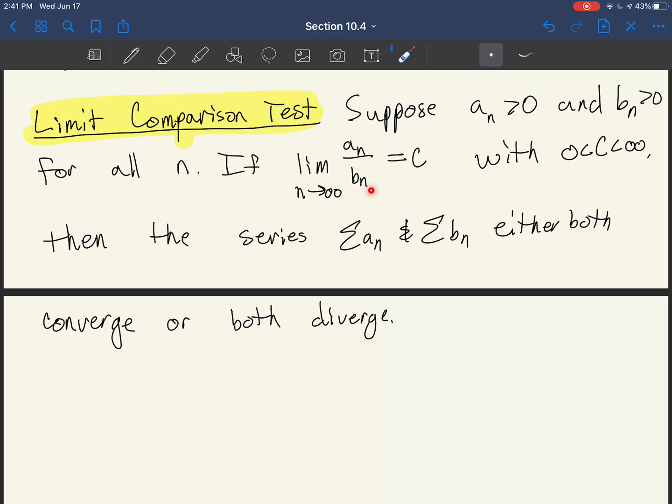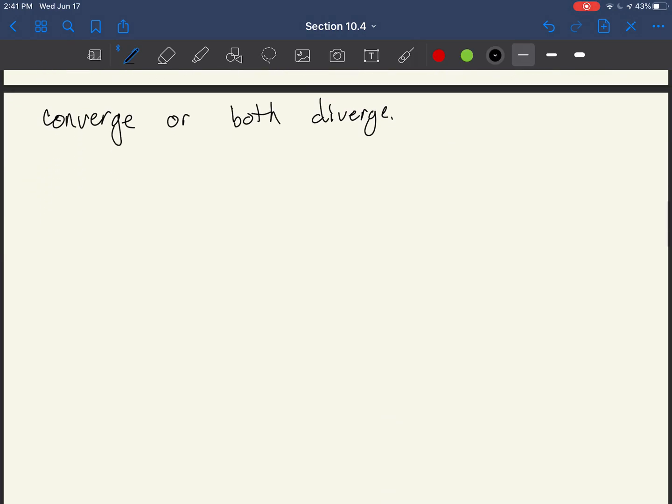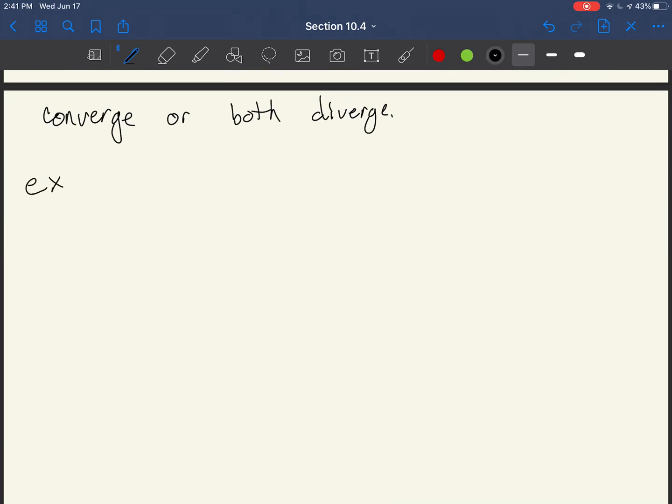Again, this is saying that if the end behavior of both the series a_n and b_n are the same or multiples of each other, then they're going to behave the same. They're either both going to converge or both diverge. So example, let's finish that example that we started. Does the summation of 1 over n squared minus 1 converge?